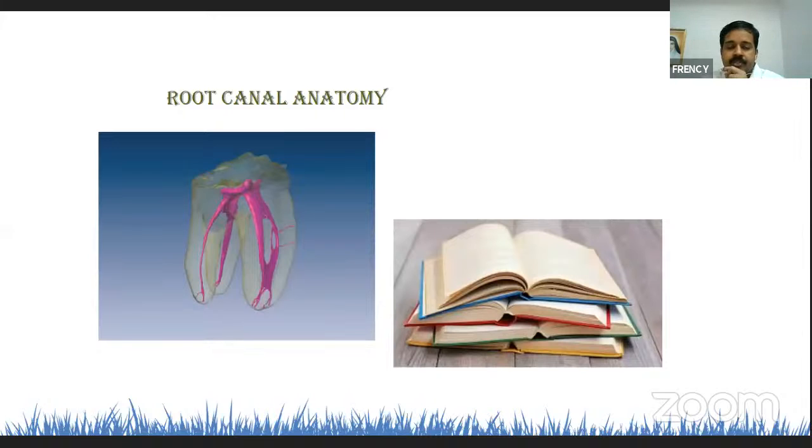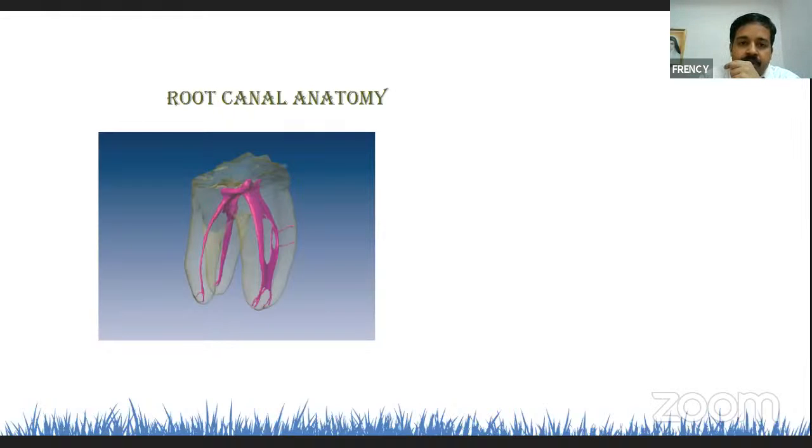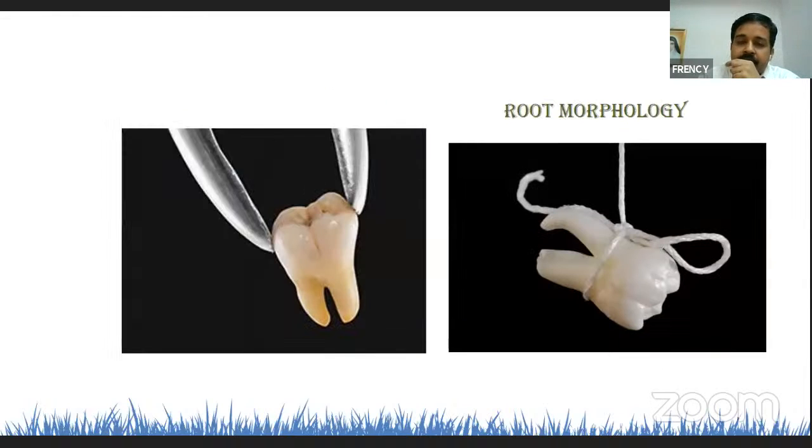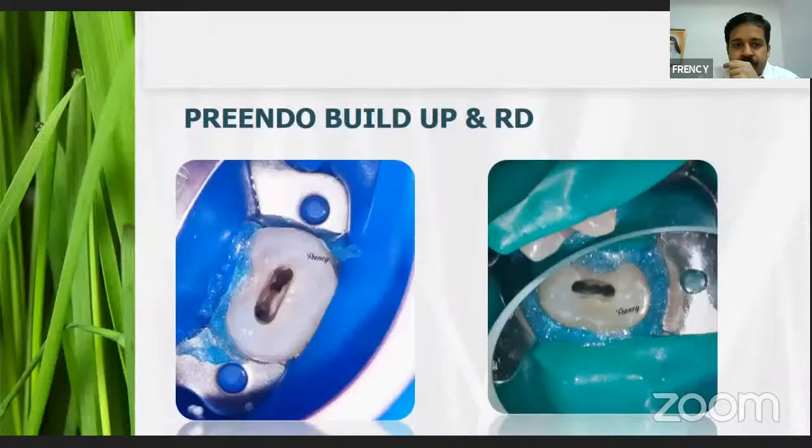So how to understand the root canal anatomy? You can search on the internet, then read from the textbooks. You will get the normal anatomical variations. Then another important and easy technique to study root morphology is to examine the tooth when you are doing extractions. You will get the normal patterns of curvature of the root canals and roots.